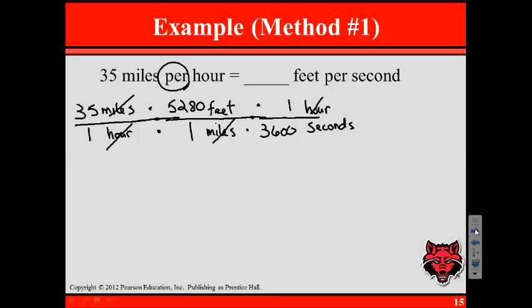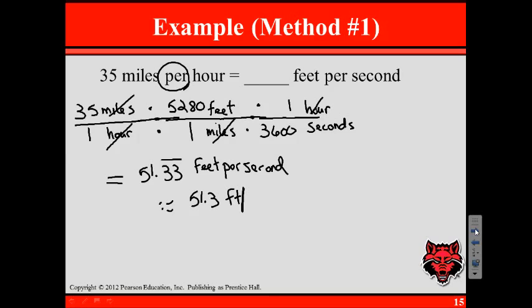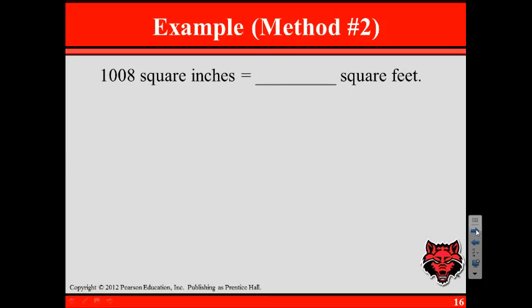So at this point, we're going to multiply all 3 numbers on top and all 3 numbers on bottom. And once we do that and divide, that will give us the number 51.33. So this becomes 51.33, and that 3 goes forever, feet per second. And we can go ahead and round this. So we would round this to, say, 51.3 feet per second. That's one way we can solve unit conversion problems.